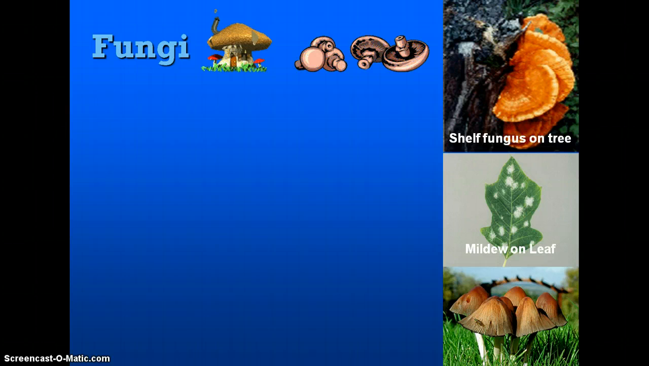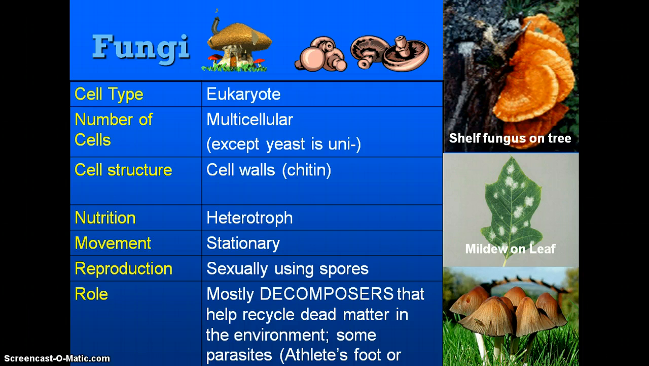Kingdom fungi, always everyone's favorite. We have things like mushrooms, mildew, like you see here on this leaf. They are eukaryotic. They are all multicellular except for yeast. Remember, we use yeast in things like baking. Yeast is unicellular, but everything else in this is multicellular. They do have a cell wall. Their cell wall is made up of chitin. Remember, we talked about chitin earlier this year.